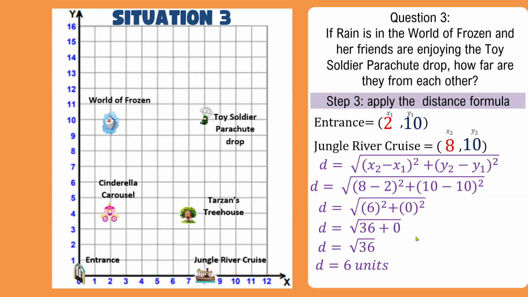Then remember that we have a scaling, wherein 1 unit is equivalent to 10 meters. So if we have 6 units as the distance, we need to multiply it by 10 to get a measurement in meters. 6 times 10 is 60. So the distance of Rain from her friends is 60 meters.